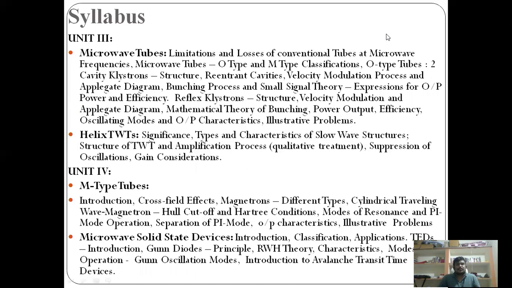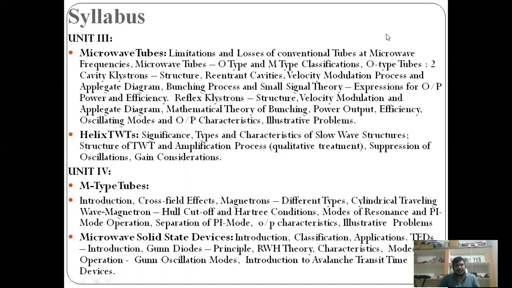So, the limitations and losses of a conventional tube at microwave frequencies. Then the classification of microwave tubes: we have two different types, O-type and N-type. In the O-type, we have klystron, helix TWT; in the klystron, the two-cavity and reflex klystron. After helix TWT, we discuss N-type tubes, the cross-field type tubes.